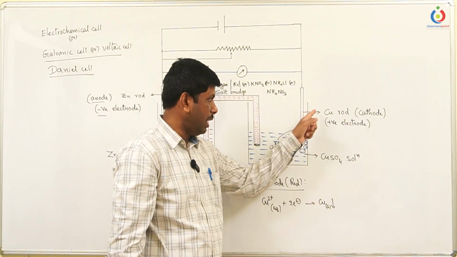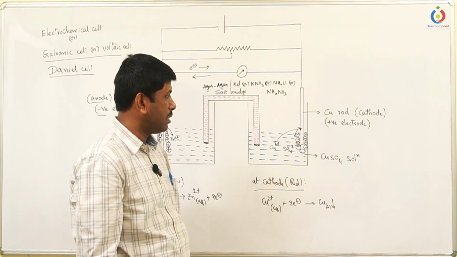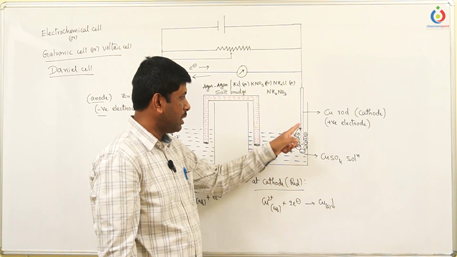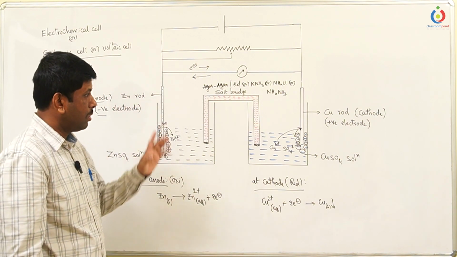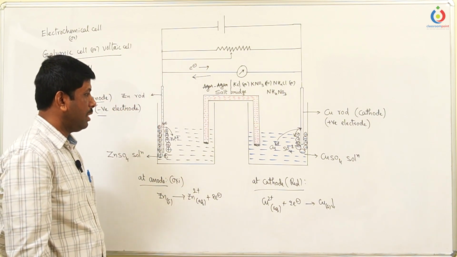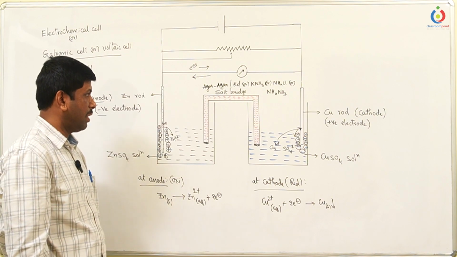Now here, why is the copper rod shown with the positive sign? Because the copper rod is continuously losing the electrons, that's why it is shown with the positive sign. So this is the representation of the Daniell cell functioning.